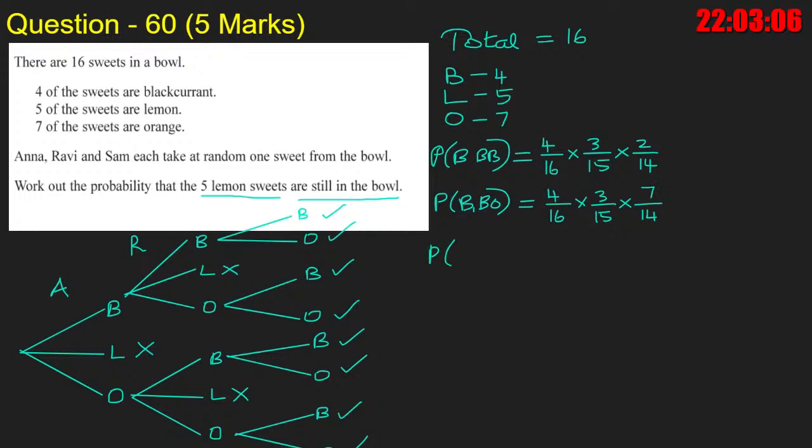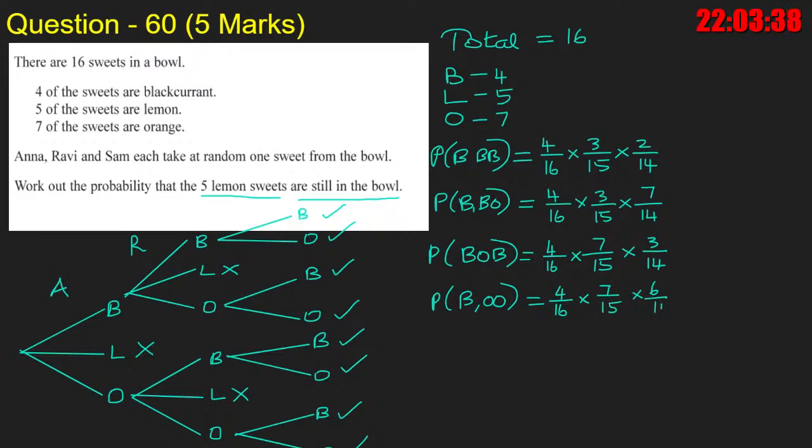So probability of next is BOB. BOB means B is 4 over 16. Next one is definitely 7 over 15. And then next one, if you are expecting B, that is 3 over 14. Next one, BOO. So BOO means 4 over 16 times 7 over 15 times 6 over 14. So 1 reduces each time. Be careful with that, so 4 multiplications I already did.